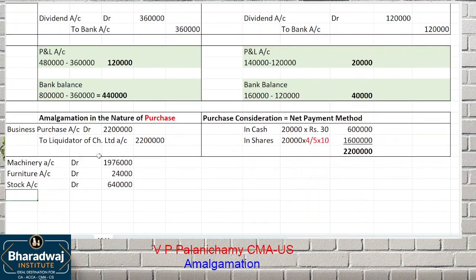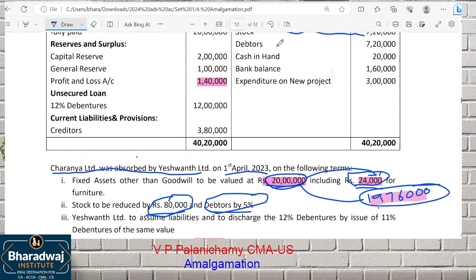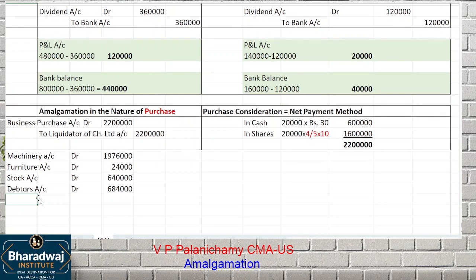Then debtors account debit, minus 5%. They ask you to reduce 5%. 7,20,000 minus 5%, how much will it be? 6,84,000 debtors. Then which asset next? Cash account debit, no change. What is the cash account? 20,000. Bank account debit.